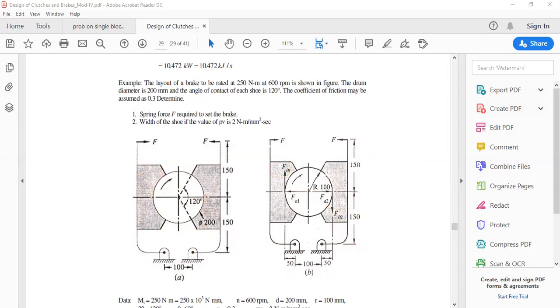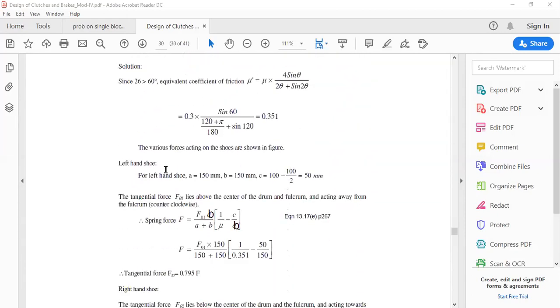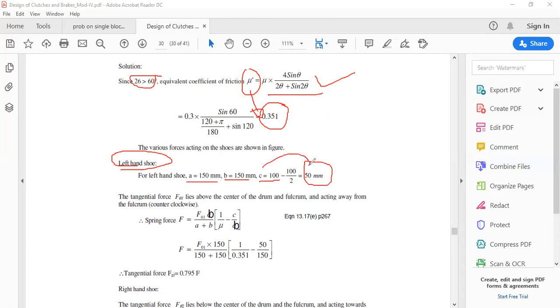Next we note down the given information. As I told, 2 times theta is greater than 60 degrees. Hence, the value of mu dash is to be calculated using this equation: mu into 4 sine theta divided by 2 theta, as we did in one of the previous problems. So the value of mu dash is 0.351. Now consider only one of the shoes, the left hand shoe, where a is equal to 150 mm, b is also equal to 150 mm, and c is equal to 50 mm.